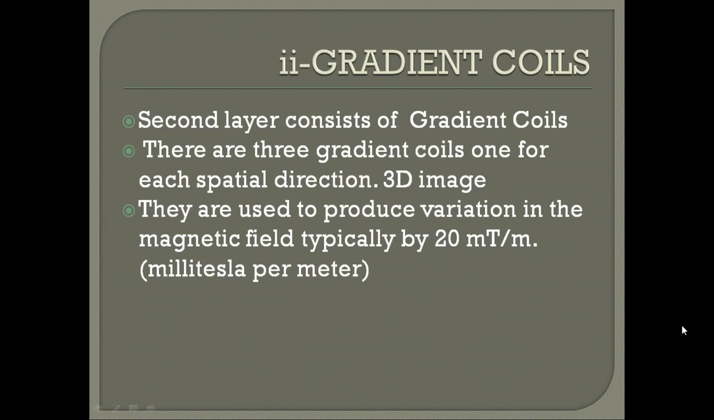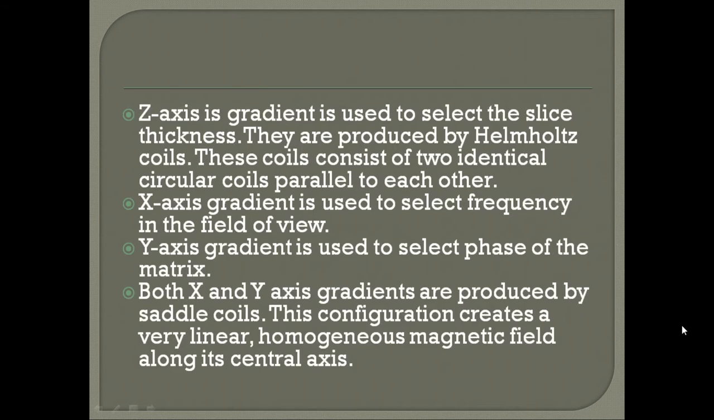The second layer consists of gradient coils. There are three gradient coils, one for each spatial direction. They are used to produce variation in the magnetic field, typically by 20 milliteslas. Z-axis is the gradient used to select the slice thickness. This can be an important MCQ question. These coils consist of two identical circular coils parallel to one another in the form of a Helmholtz coil.